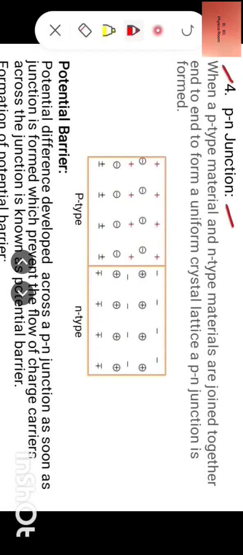Now, how is a p-n junction formed? Let us try to understand. When p-type material and n-type material are joined together end to end to form a uniform crystal lattice, a p-n junction is formed as shown in the diagram.